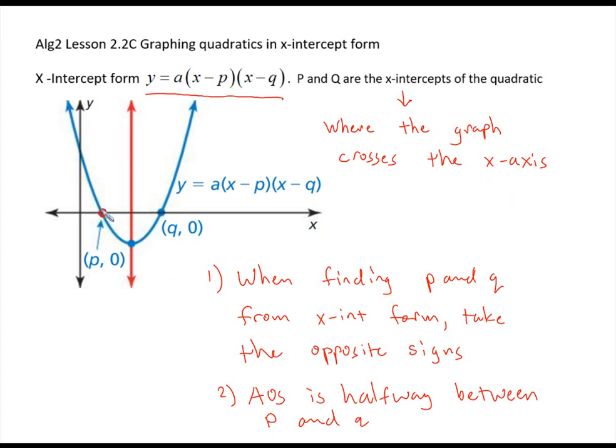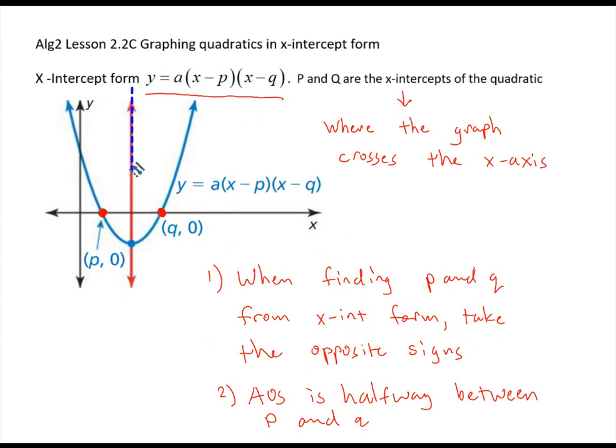Okay, so you notice right here where the graph crosses the x-axis, they are represented by the p and the q values. So the coordinates would be (p, 0) and (q, 0). Now there's two really important things that you need to remember for this lesson. First of all, when you're trying to find p and q from x-intercept form, you have to remember to take the opposite signs. When we do an example in a moment, you will see what I mean. So just remember, when you're trying to find p and q from the equation, take the opposite signs of what's inside the parentheses.